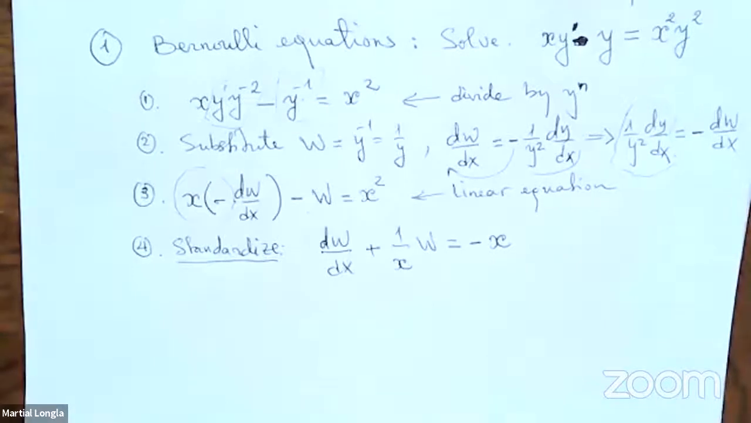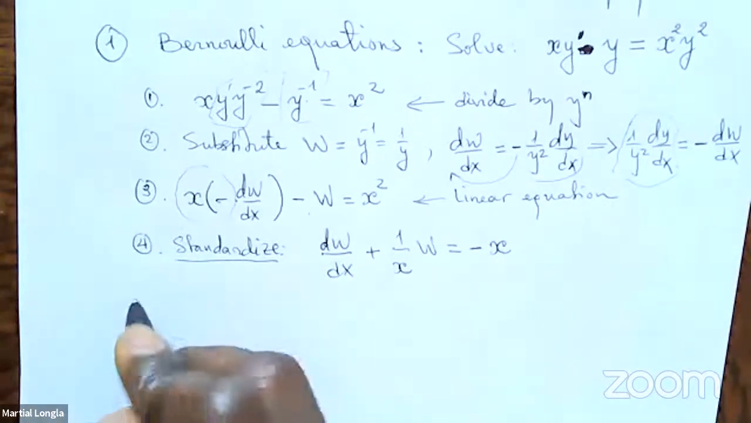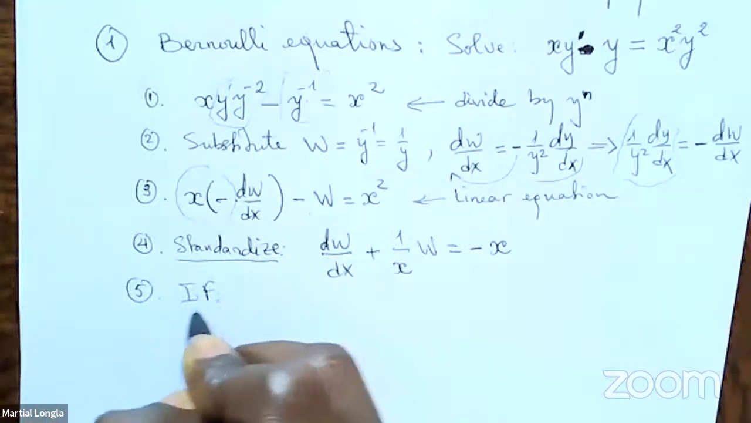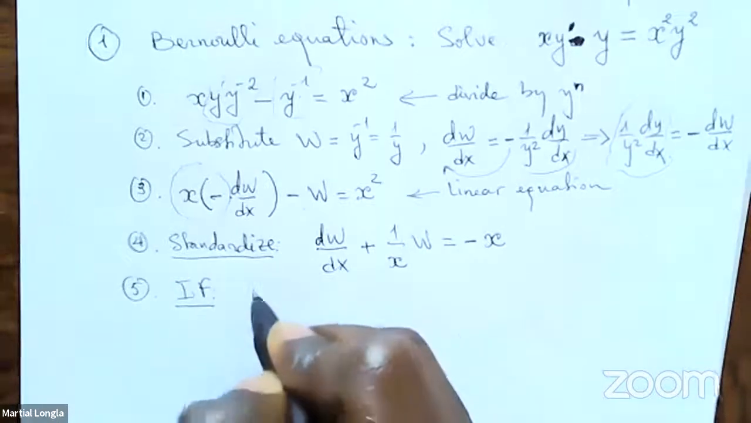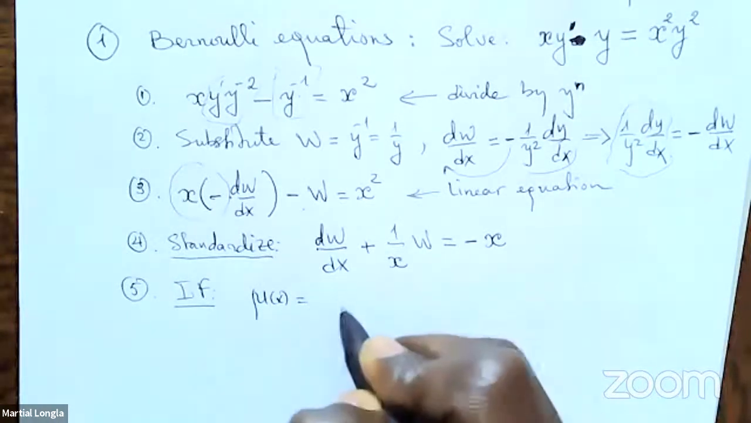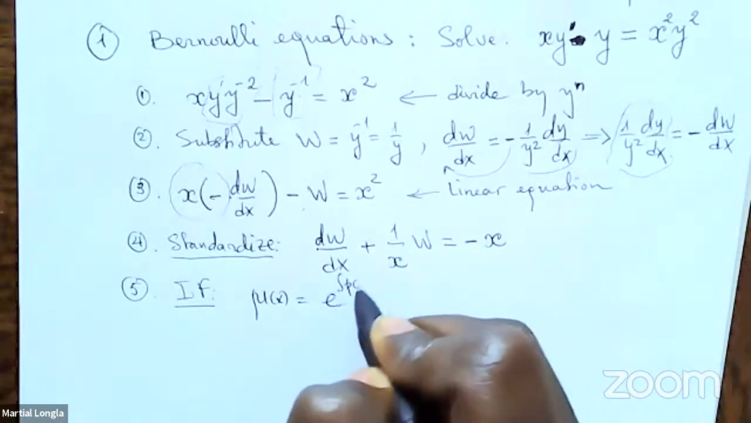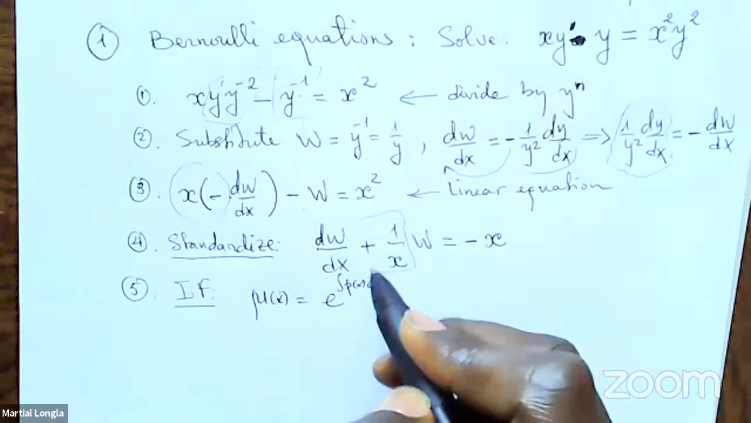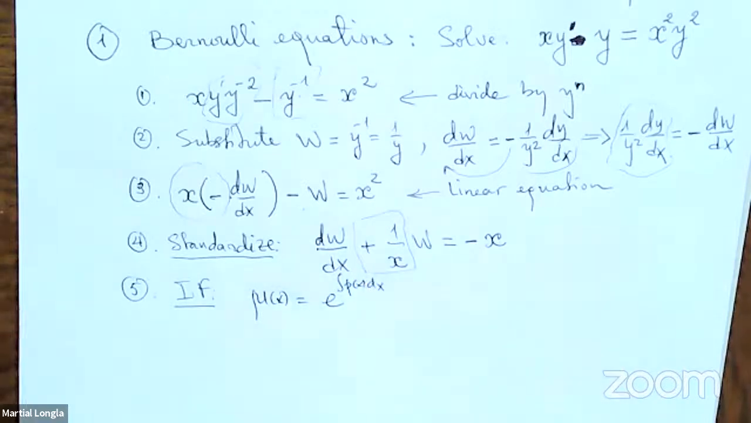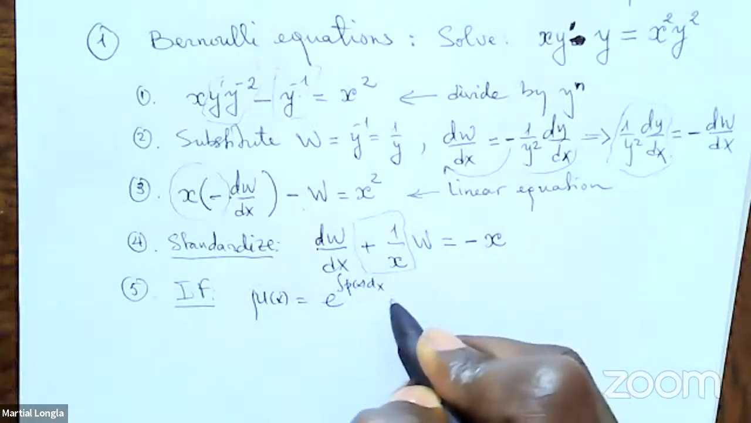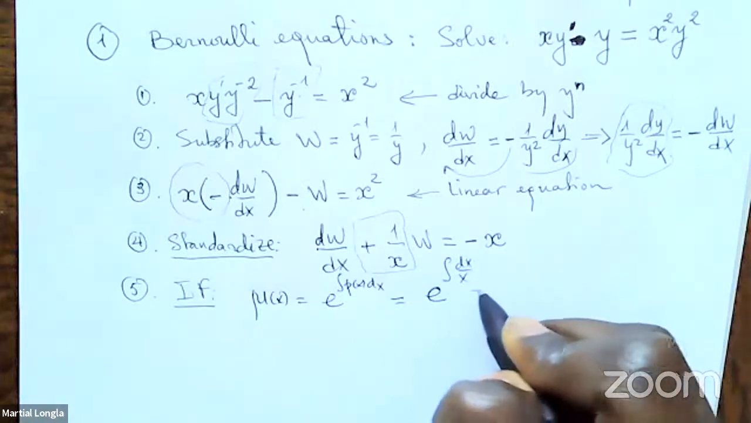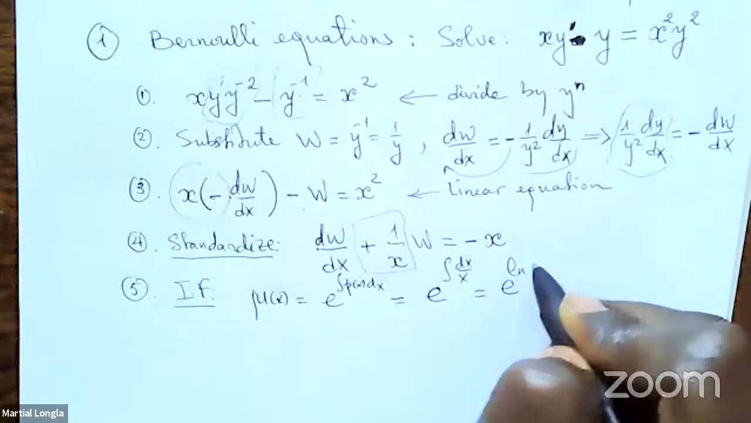So that's what you will get in the standard form. After the standard form, what you need to do is find the integrating factor. So the integrating factor, that's mu of x equals e to the integral of p of x dx, and p of x is what you have in front of w, and that's 1 over x. So that's e to the integral of dx over x, which is e to the ln of x.